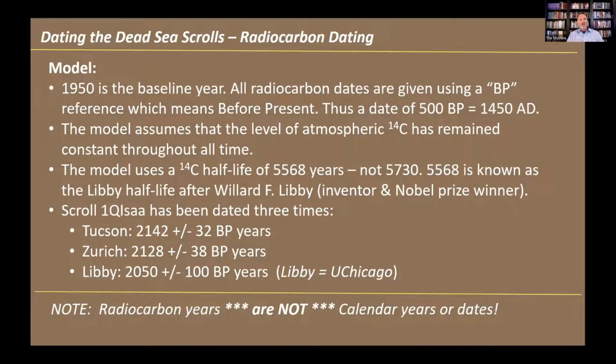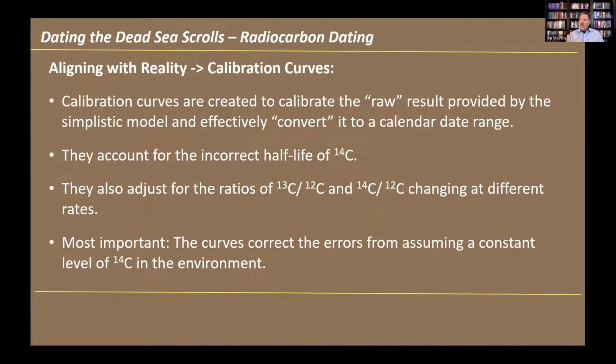The first two labs, however, are important, but we need to remember that these radiocarbon years are not calendar years or dates. So you can't just take 1950 and subtract 2142 and say, oh, that's the date on the calendar. That's not how it works. So we have to align that date with reality, and we do that through calibration curves.